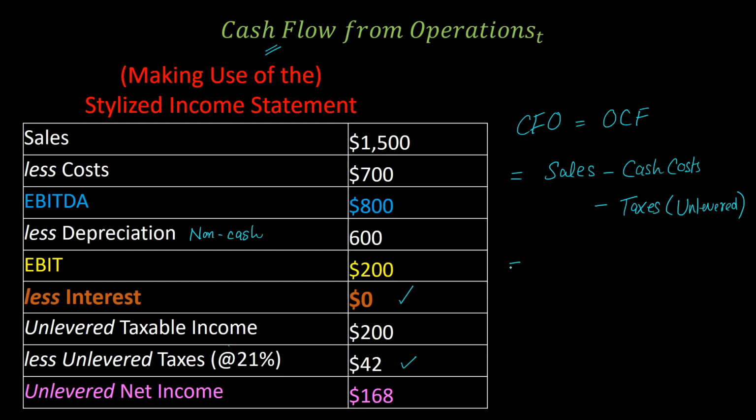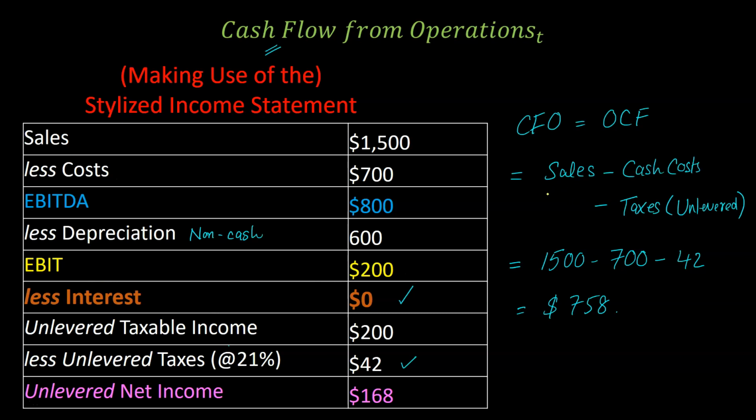And so now when you do this math, your sales are $1,500. Your cash costs based on this table are $700. We're not going to subtract the depreciation, but we are going to subtract the taxes. And the taxes here are $42. So if you do this math, your cash flow from operations is going to come out to $758. And so this is how you can determine the cash flow from operations for your project.